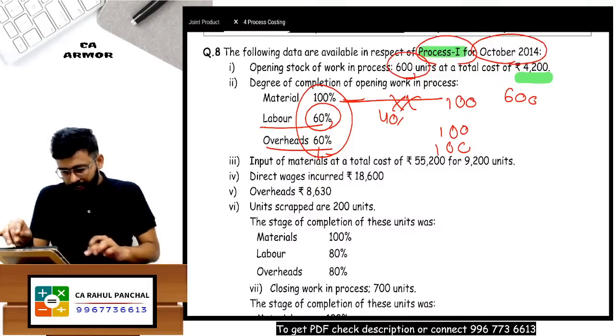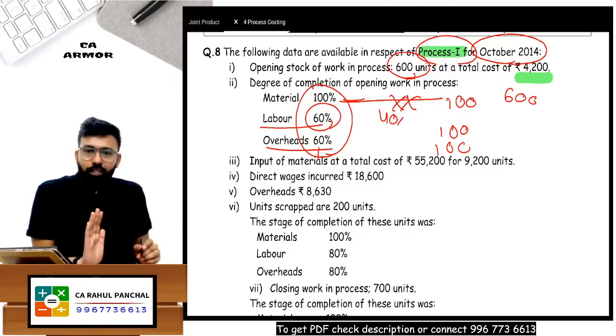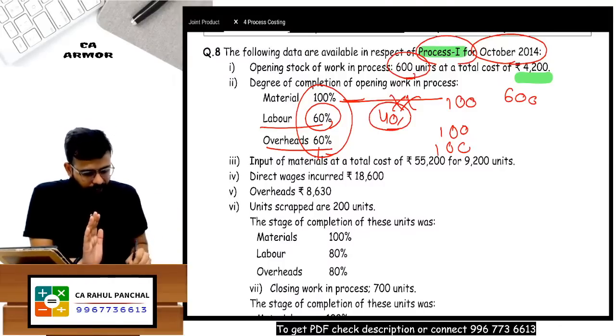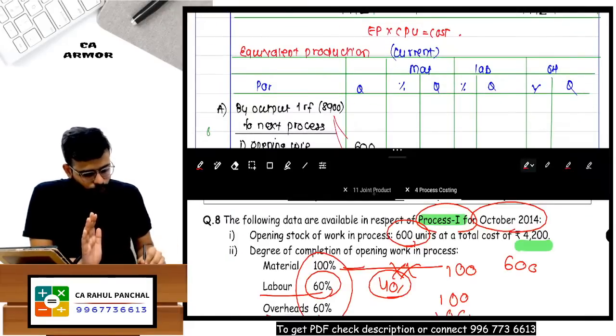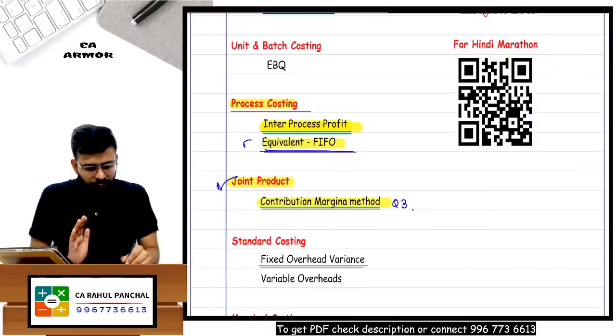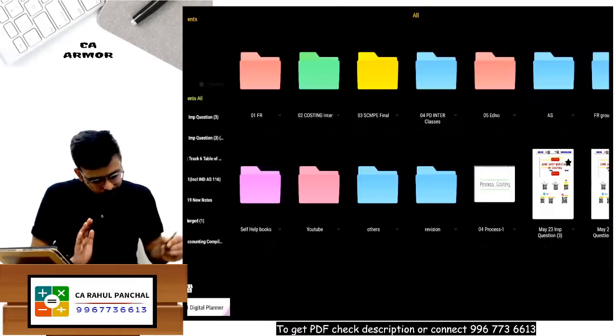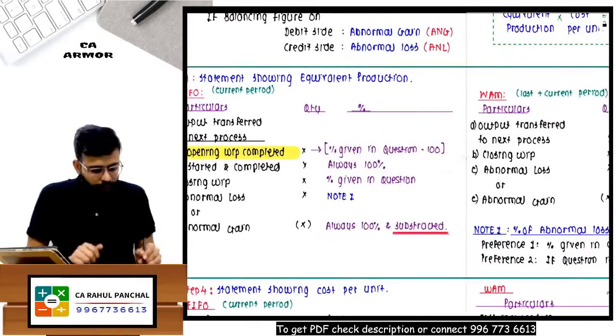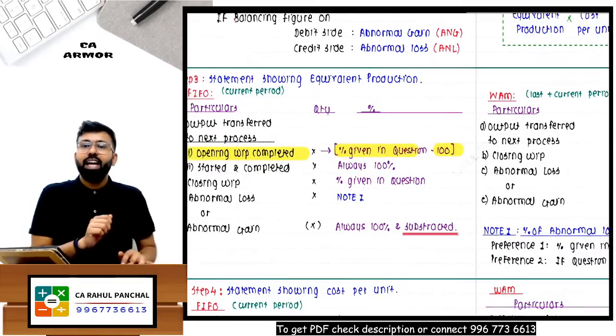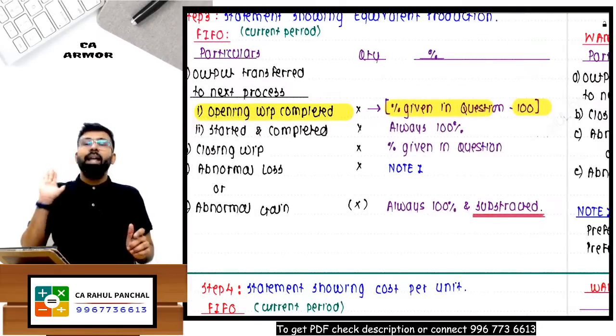Okay, now understand. So now if I do this here, what will I say? I have done the remaining 40% work. Yes, sir. So you will say like this. You just need to remember this. If it is opening WIP, because it is the FIFO method, you will not write whatever percentages are given. Subtract from 100 and then write the balance percentages.